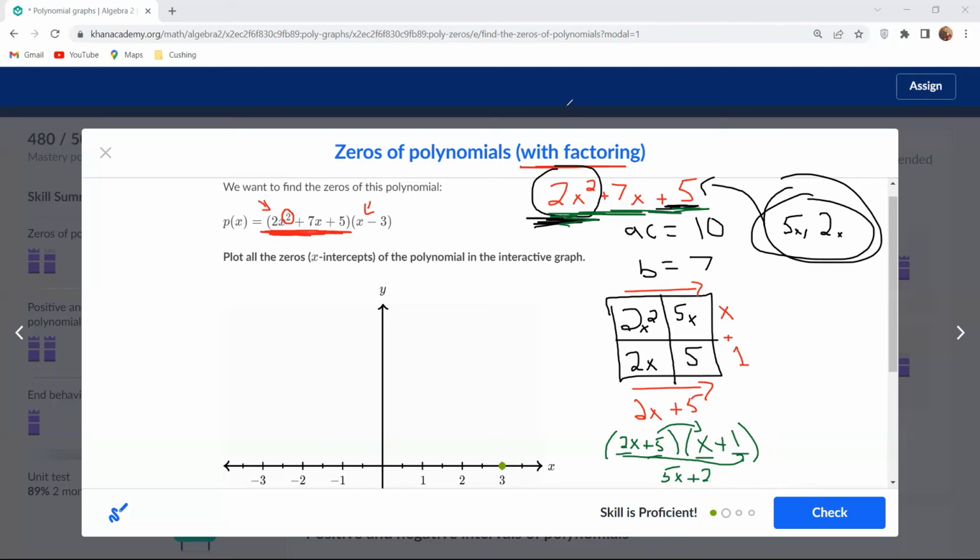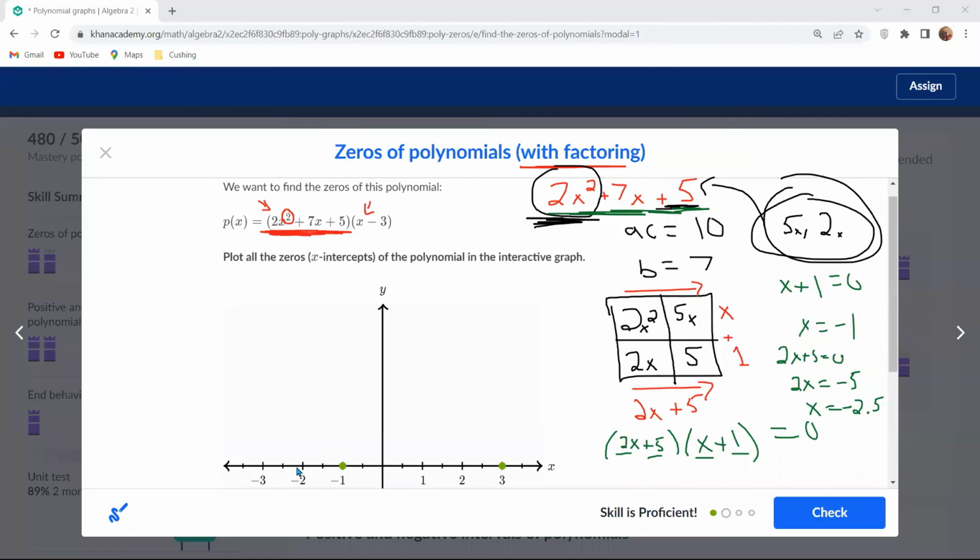So let's undo some stuff. I've factored it as 2x plus 5 times x plus 1. How does this give me my other 2 answers? I'm just going to take these factors and set them equal to 0. If x plus 1 equals 0, then x must equal negative 1. So one of my answers is negative 1. And then finally, if 2x plus 5 equals 0, I get 2x equals negative 5, and x equals negative 5 over 2. That's negative 2.5.